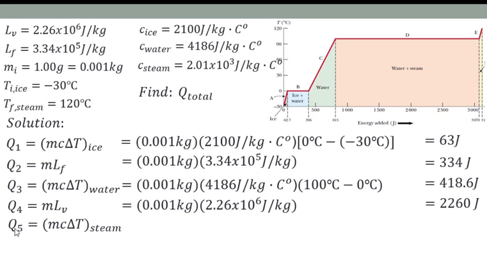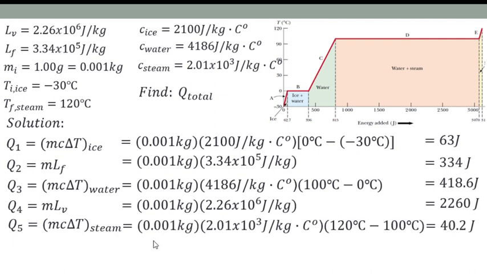That is why for our Q sub 5, we have mc delta T as our formula, and by substitution, we have the mass, which is 0.001 kilogram, times the specific heat capacity of steam times the change in temperature of the steam, which is 120 degrees Celsius minus the initial temperature, which is 100 degrees Celsius. Computing for Q sub 5, we have 40.2 joules.